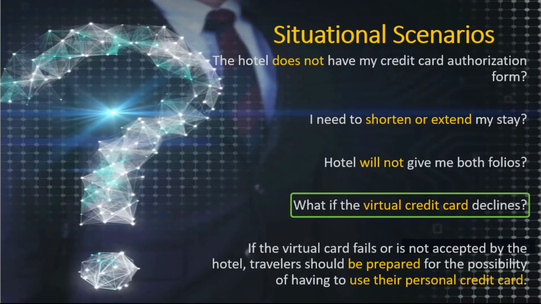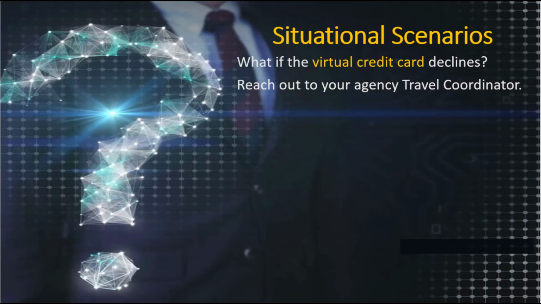Number 4, what if the virtual card declines? If the hotel ever tells you that the card is declining, please make sure you reach out to your travel coordinator directly to notify them so that they can reach out to US Bank to find out why the card is declining. It could be because the account is suspended or there wasn't enough funds when the hotel tried to charge more than what is allowed. There's a lot of reasons why it could be declining, and the best way to resolve it is to let your department travel coordinator know so that they will be able to reach out to US Bank to find out.